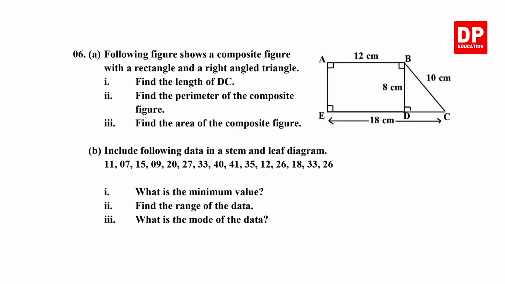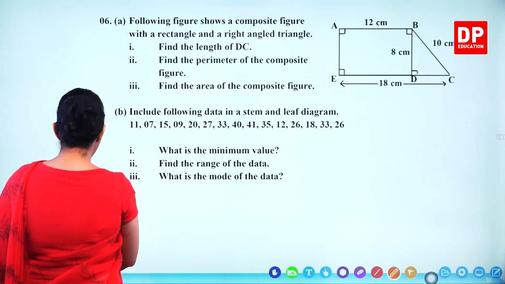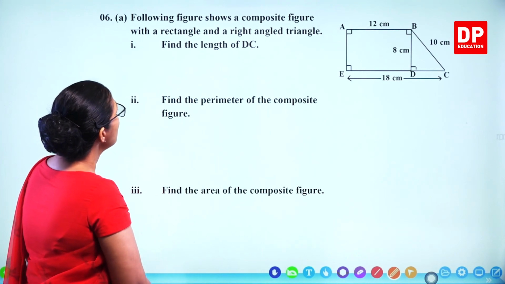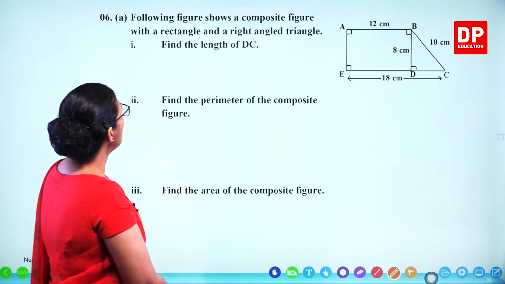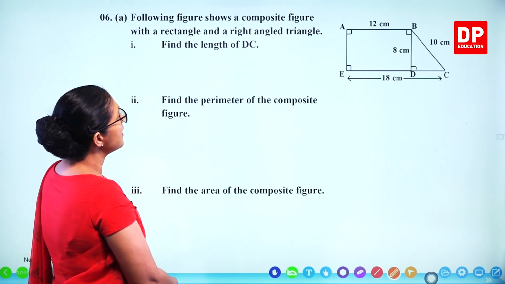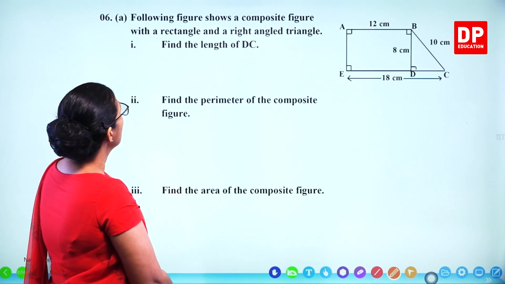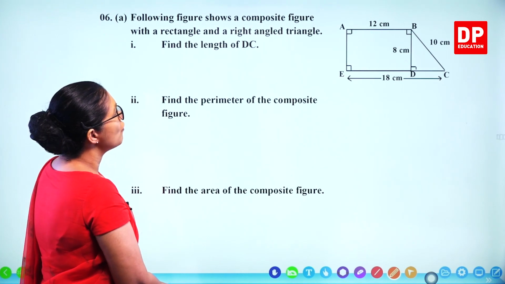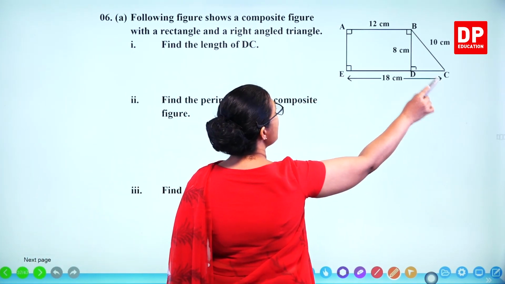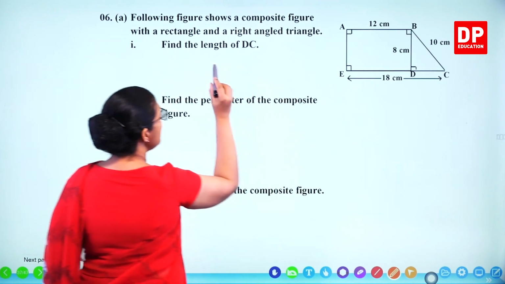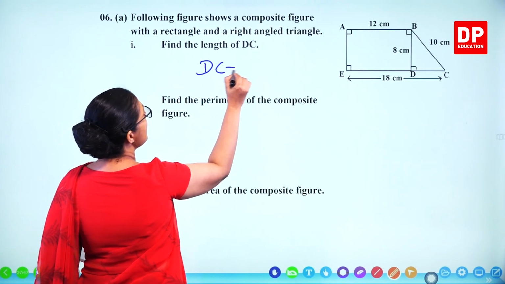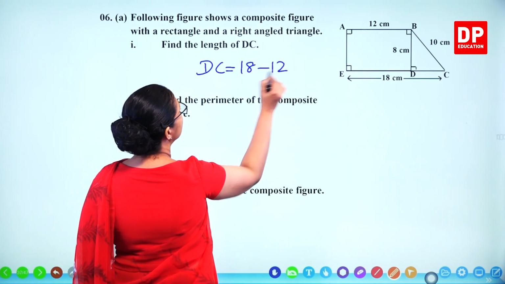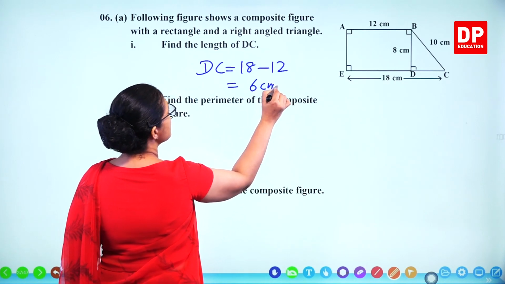Let's do question number 6 now. Again, 2 parts are there. Following figure shows a composite figure with a rectangle and a right angle triangle. Find the length of DC. How do you find out the length? The whole thing is 18, this is 12. So easily you can find DC: 18 minus 12, 6 centimeters.